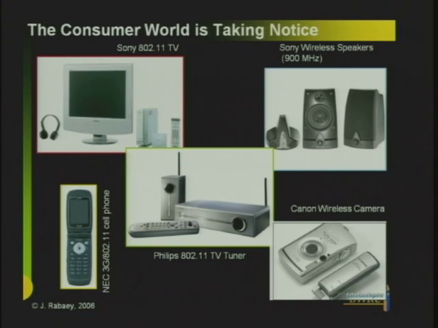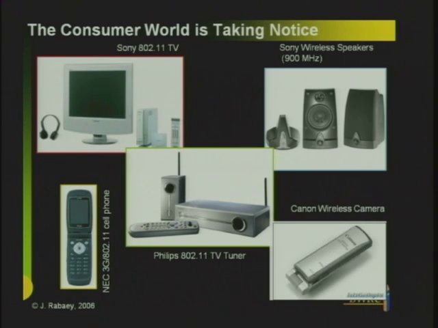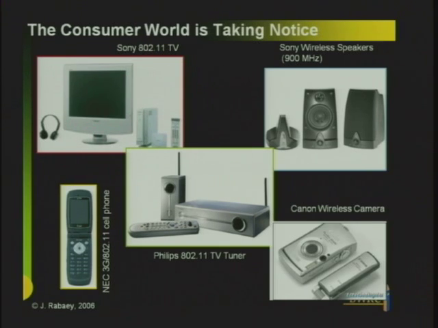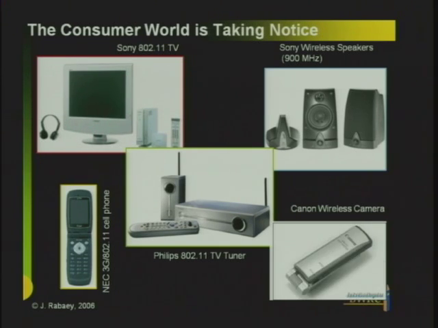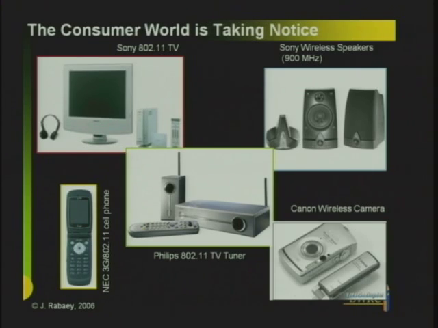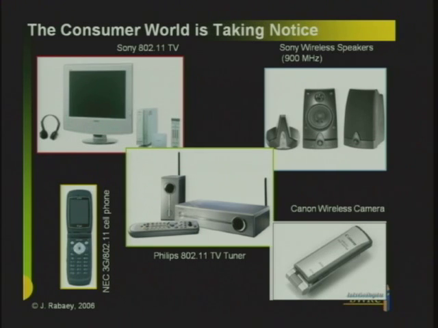And here's just a set of devices that have been emerging over the last couple of years, actually over the last year or so. Basically, we talk about wireless TV based on 802.11, like Sony has set out to do. Wireless speakers, wireless tuners, cameras with 802.11 or Bluetooth type of connectivity, and cell phones that have a variety of wireless connectivity, 802.11, Bluetooth, and so on and so forth.